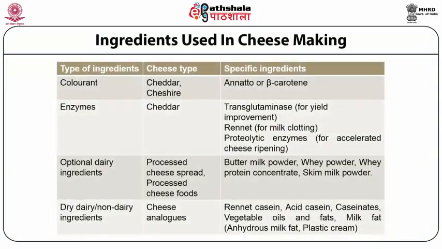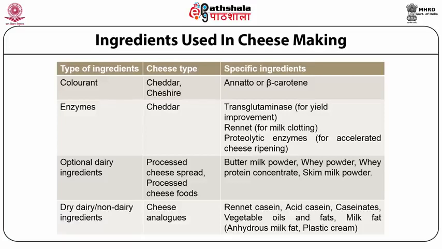Again, continuing with the ingredients in cheese making, the next ingredient is colorant. We can very well use the natural colorant, that is annatto or even beta carotene, as a coloring to have yellow color in cheeses like cheddar and Cheshire. Next ingredient is enzymes. In cheddar cheese preparation, we have already discussed rennet, which is used for milk clotting.